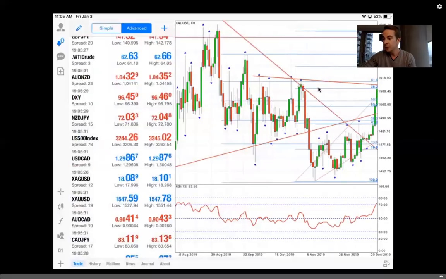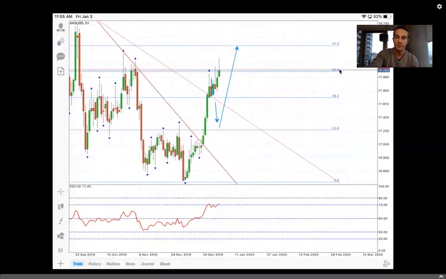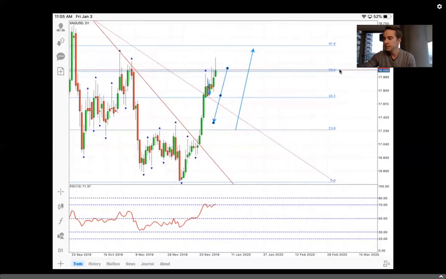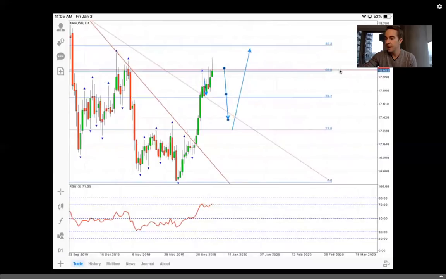Silver looks a little weaker. It looks like we're being capped off here by the 50% retracement. So getting a move lower to establish some sort of long-term position would be a great play here on silver as well. That being said, that's what I'm looking at, and I hope you found this video helpful.